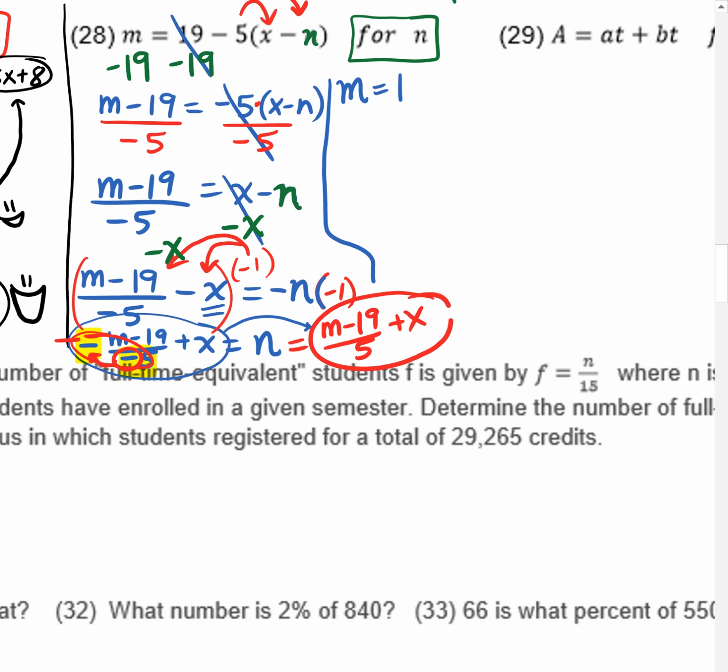Starting from the beginning, I'm going to go ahead and distribute the 5. And you have to think of it as a -5. -5 times x is -5x. -5 times -n is positive 5n.